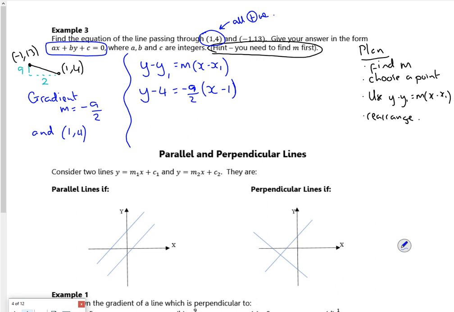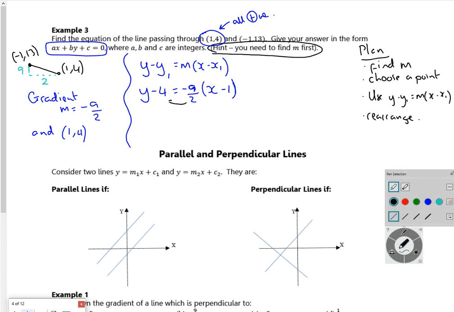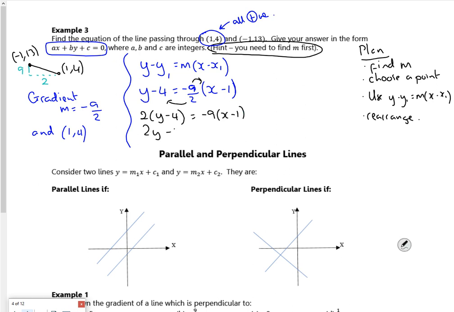Right, so I'm going to multiply through by 2. So I've got 2 lots of y minus 4, and minus 9 lots of x minus 1. Then if I rearrange it so that it's x, y, numbers equal 0, I'll shift everything over on that side. So I've got 9x plus 2y minus 17 is equal to 0.